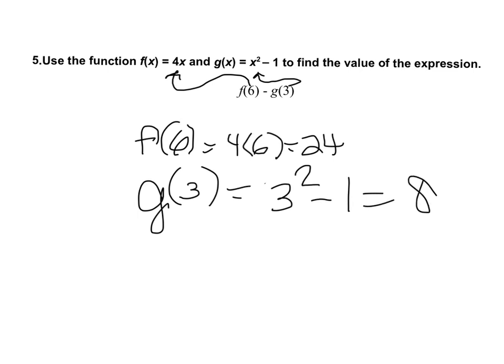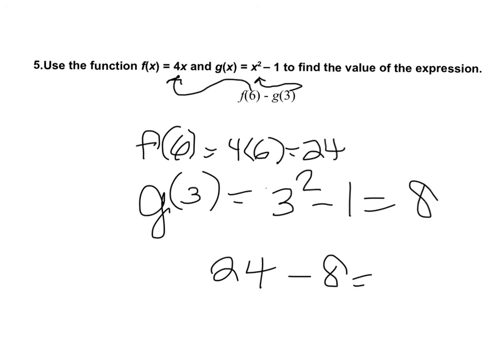Now we're going to put it all together. I'm going to come back and take this 24, which is equal to the f of 6 function, and then this 8, which is equal to the g of 3 function, and subtract the 2. So now I'm going to take 24 minus 8, and I will get 16. And that will be my answer. Good luck on your independent reteach.